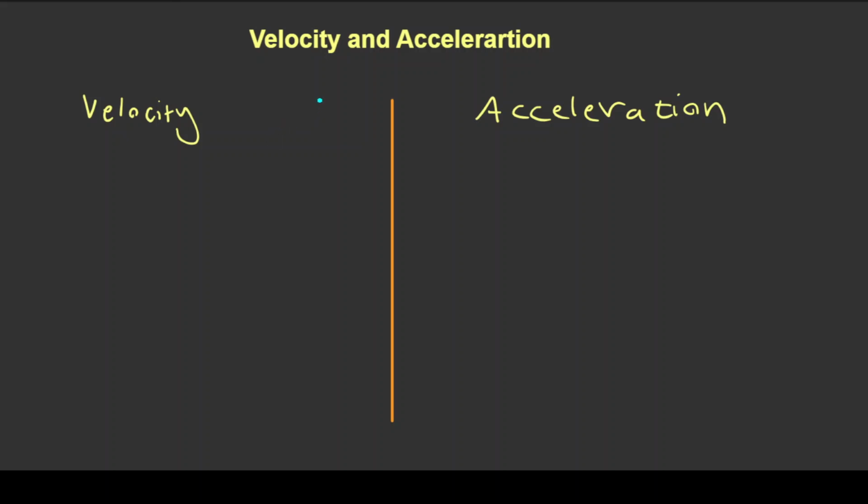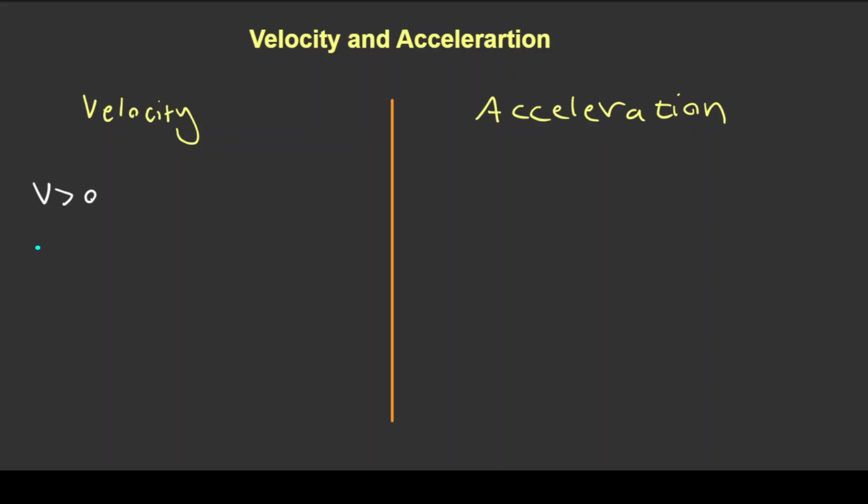Okay guys, in this video I'm going to explain the relation between velocity and acceleration. When the velocity is positive, what will happen to the position function? Because we said velocity gives us information about the position function, like the particle is moving to the left, right, up, down, and the acceleration gives us the information about velocity. The velocity is increasing, decreasing.